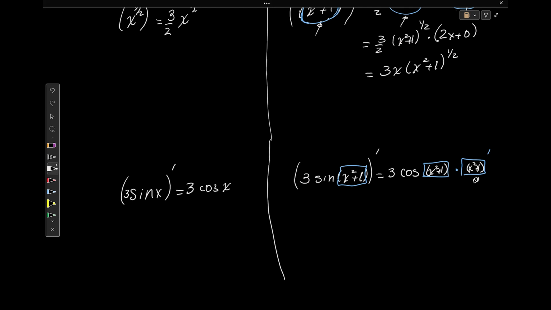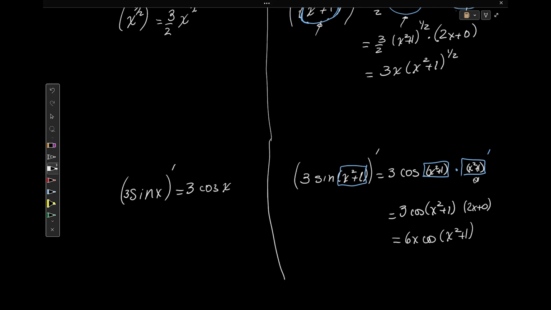Now I have to worry about this. 3 cosine x squared plus 1. Derivative of x squared plus 1 is just 2x plus 0. 2x plus 0 is 2x. Bring it to the front. Here's 6x cosine x squared plus 1. So that is good. Okay.